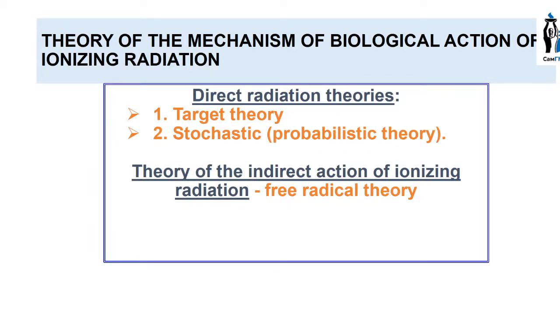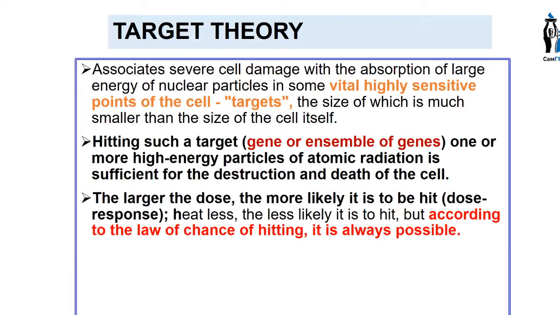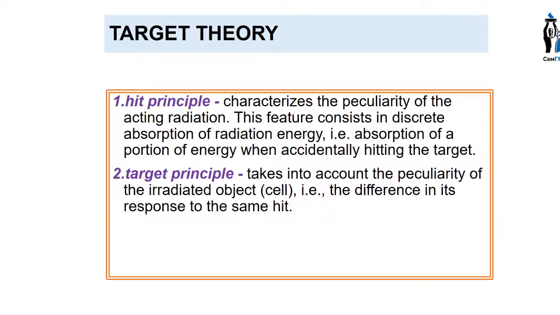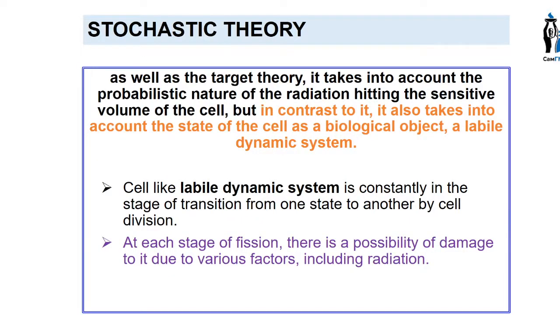Direct radiation: series target theory, stochastic theory. Indirect action of ionizing radiation: free radical theory. This slide shows some information about target theory. The next slide shows some information about stochastic theory.